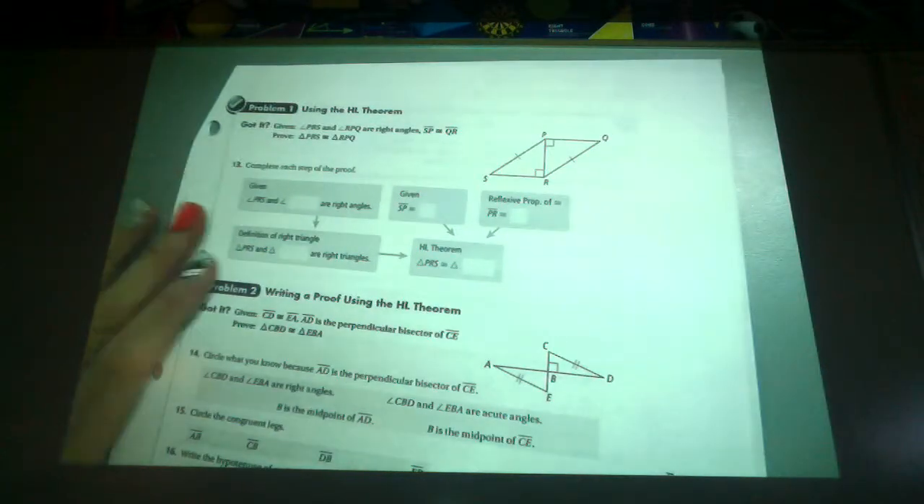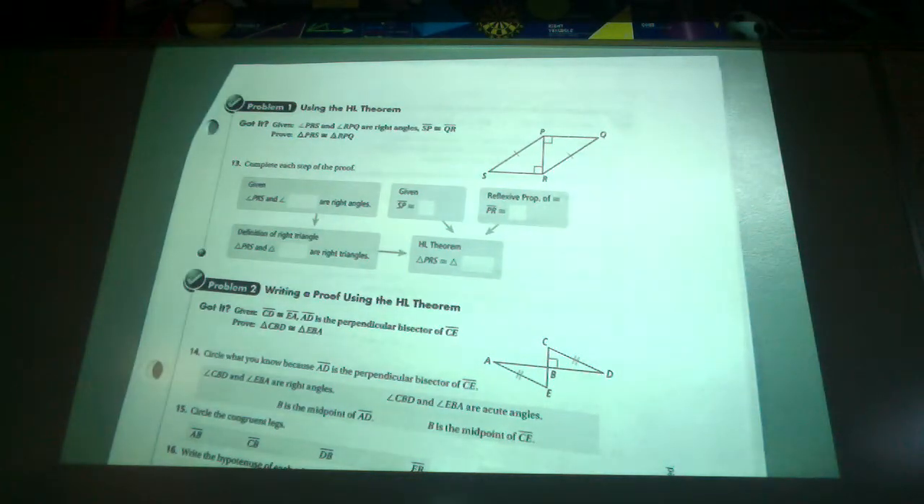Okay, so look. We're going to do a flow-through proof, which you can follow along quite easily with. So let's look at what we have here. So let's see what was given. And if it's not marked up, you're going to mark it up. So angle PRS and angle RPQ are right angles.